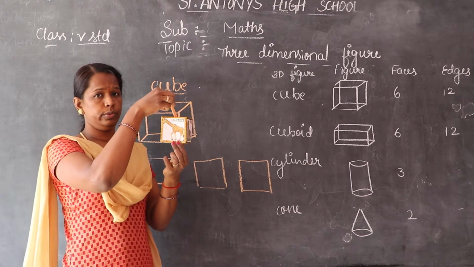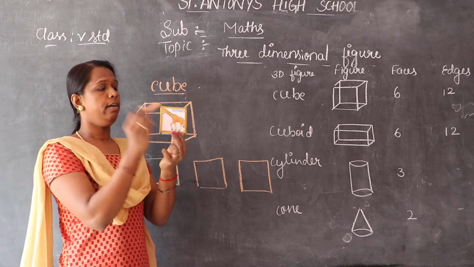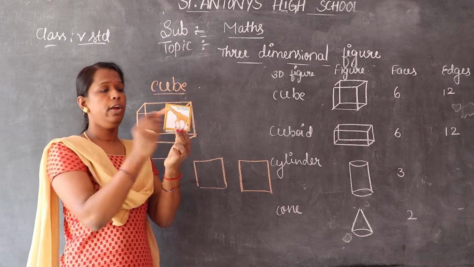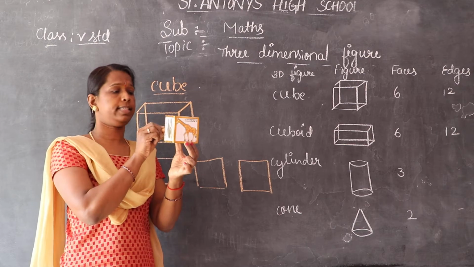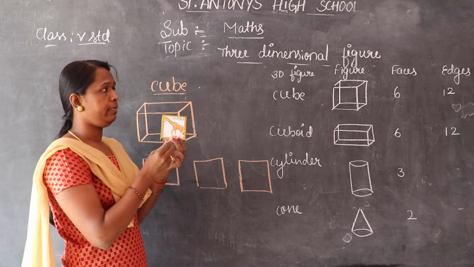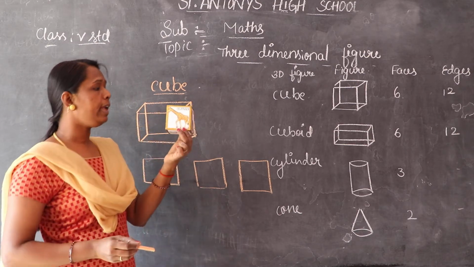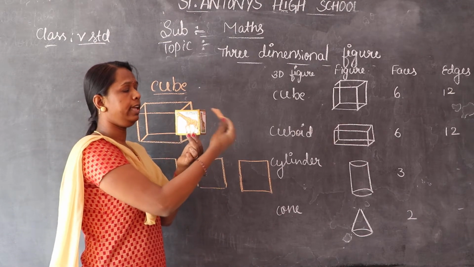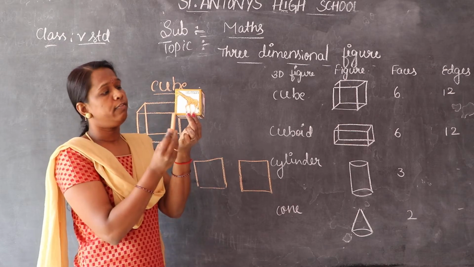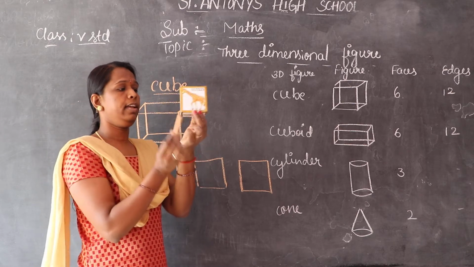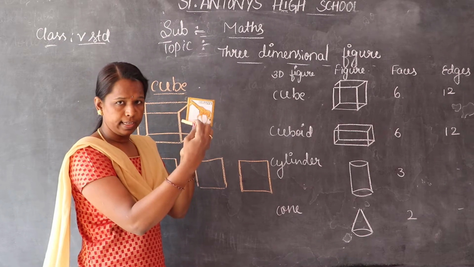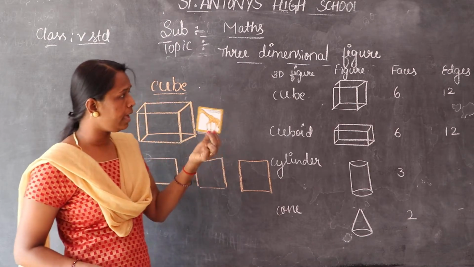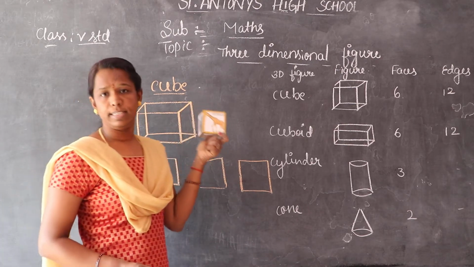See, 1, 2, 3, 4, 5, 6. How many faces are there? 6 faces in a cube. So next, edges. See children, 1, 2, 3, 4, below 5, 6, 7, 8, and then 9, 10, 11, 12. How many edges are there? In a cube, 12 edges are there.